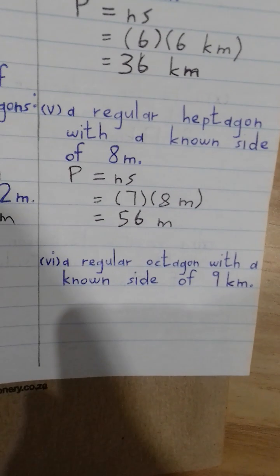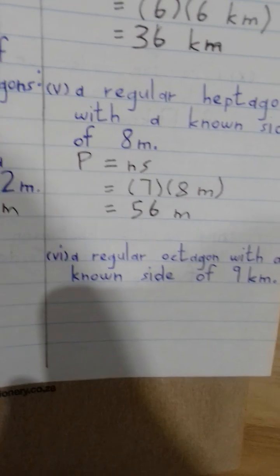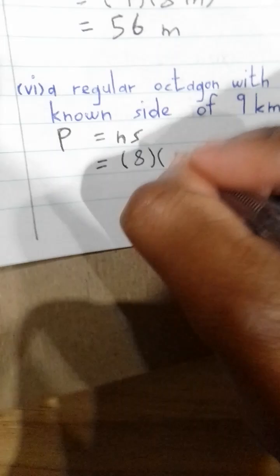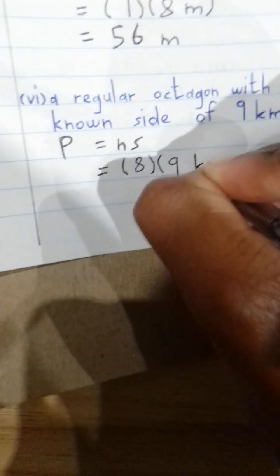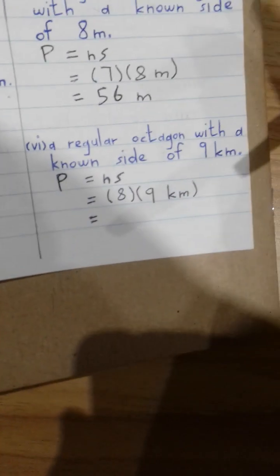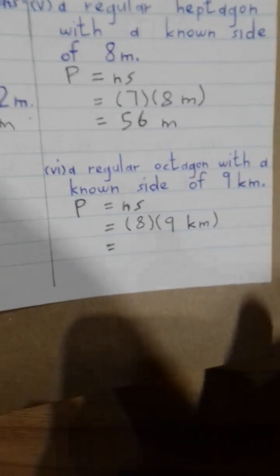Okay. Roman numeral number 6. A regular octagon with a known side of 9 kilometers. How many sides does an octagon have? 8. What is the length of the known side? It's 9 kilometers. Eight times 9 is 72, so the perimeter is 72 kilometers.